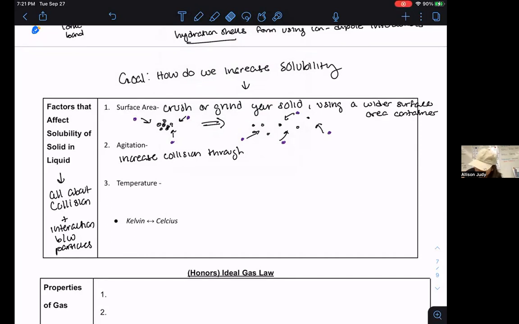Increased collision through stirring. Oh my goodness, this pen is killing me.